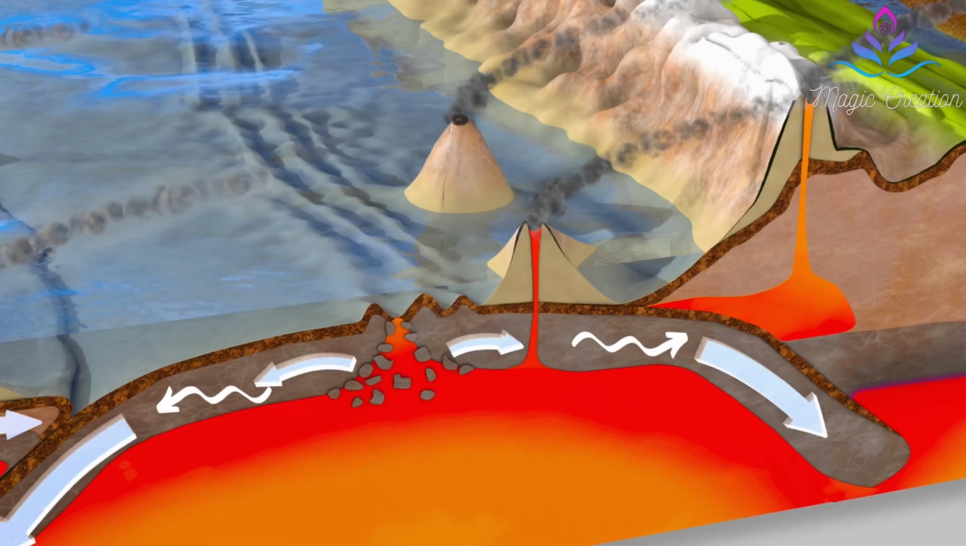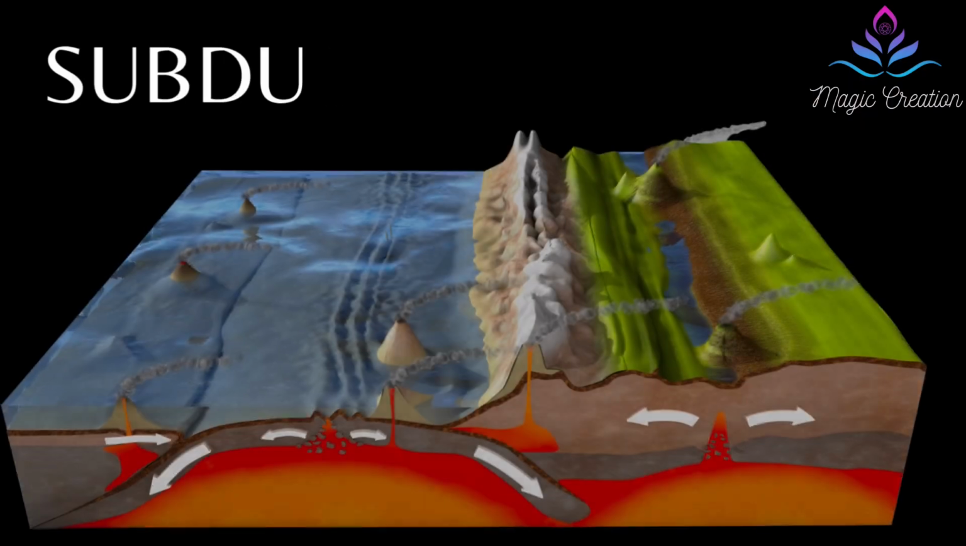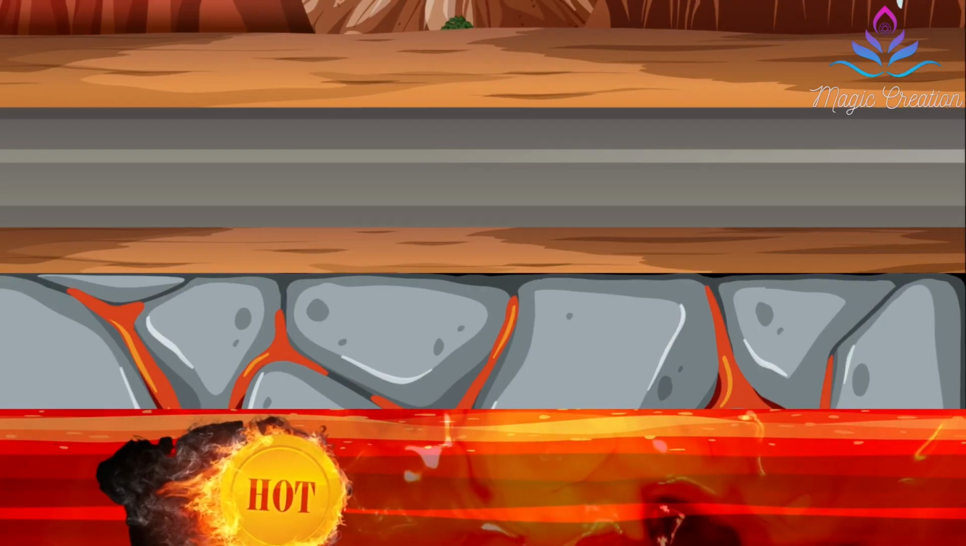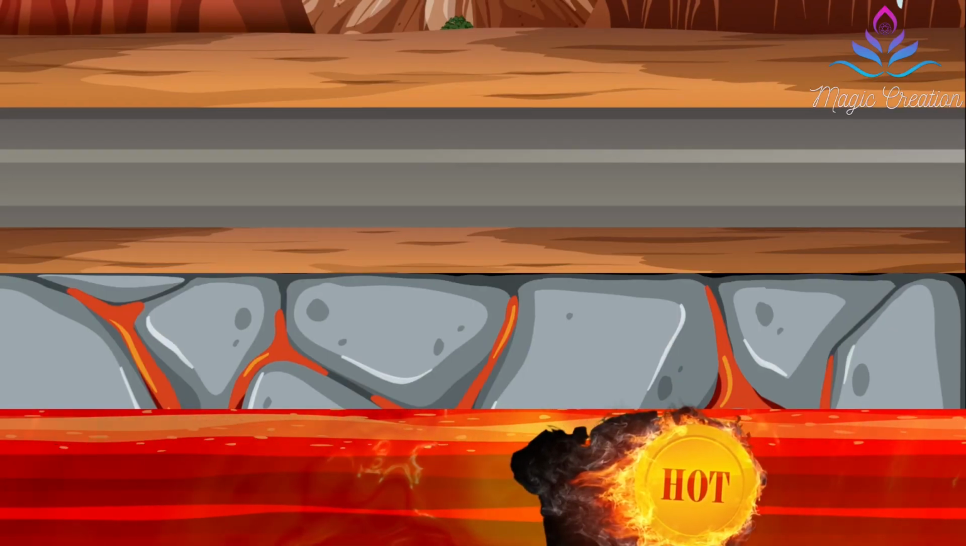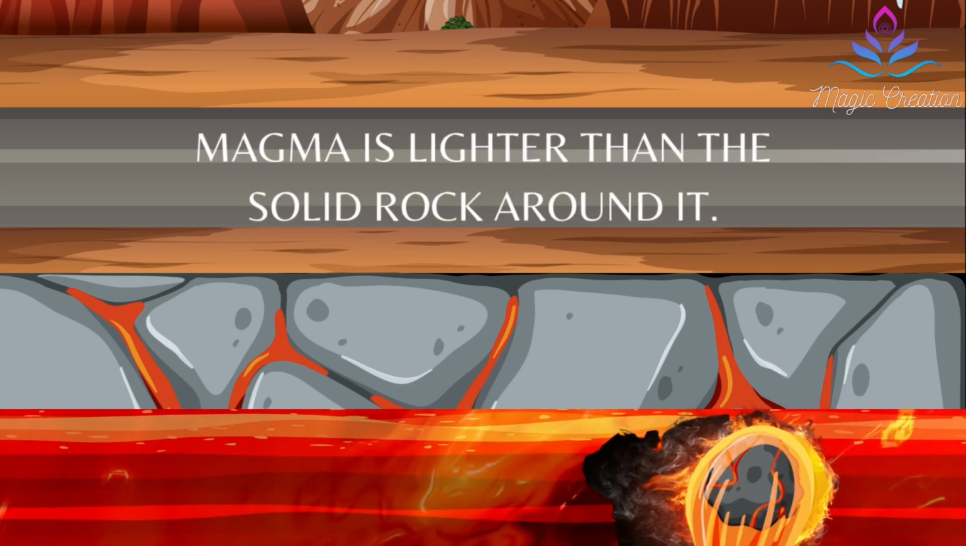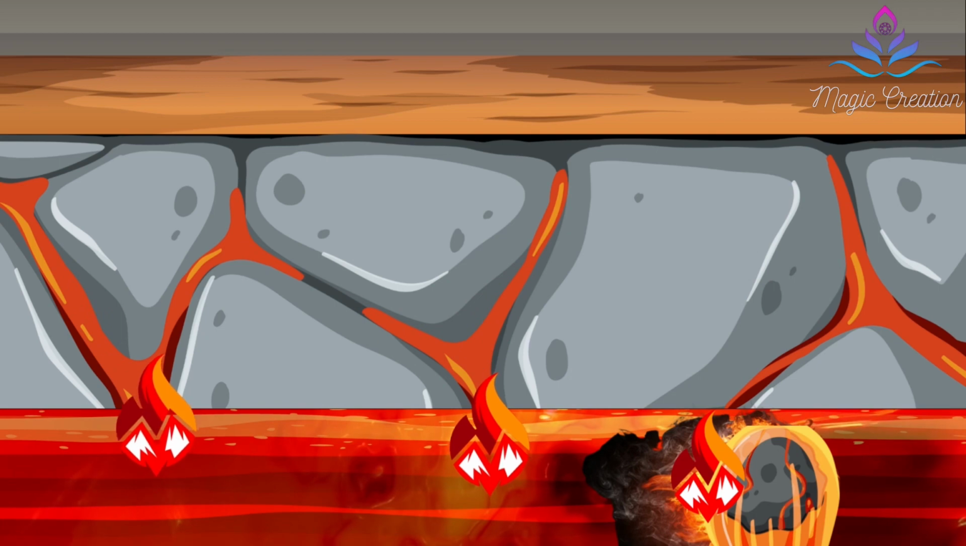When they crash into each other, one piece might get pushed under the other. This is called subduction. When one piece of crust is pushed under another, it goes deep into the Earth. It gets really hot and starts to melt. This melted rock becomes magma. Magma is lighter than the solid rock around it, so it starts to rise.